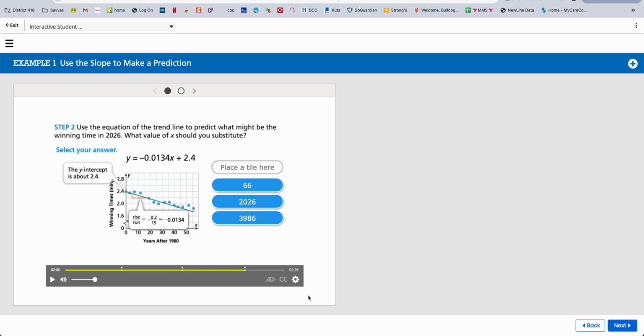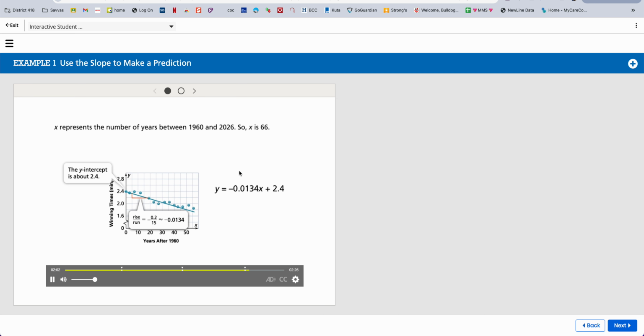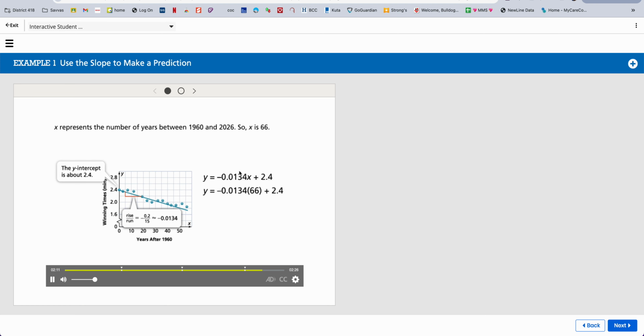Yeah. Okay, so since 1960, the trend has been for 0.134 seconds, or that's minutes. So 0.0134 minutes per year gets taken off the best time. So we're talking about just barely any seconds per year getting taken off, less than a second per year. And then it's going down this much. So after 66 years, how much is it gonna be? X represents the number of years between 1960 and 2026. So x is 66. Substitute 66 for x.